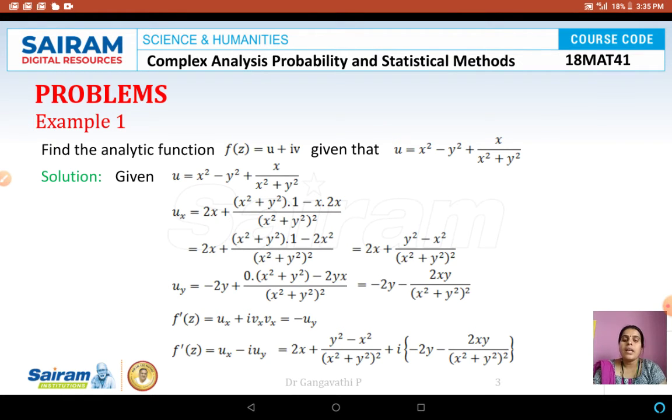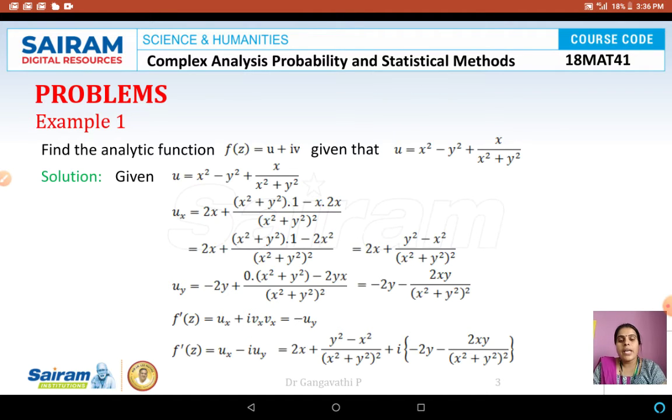Now consider f dash of z. So f dash of z here is ux plus i times vx. Since the problem is given in the Cartesian form, we are using the Cartesian form of f dash of z. Here we have ux and vx. We know the expansion for ux, but we don't know what vx is. That vx can be written as minus uy by using the CR equations. So that substitution we can make: f dash of z is equal to ux minus i times uy. So vx has been replaced by minus uy.